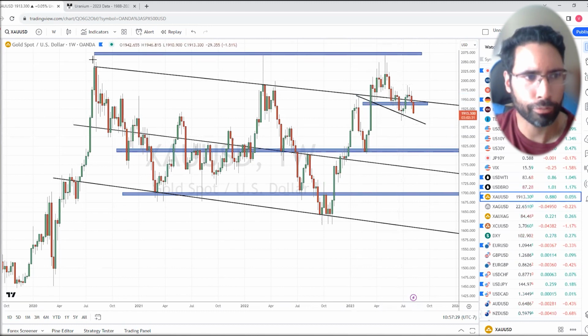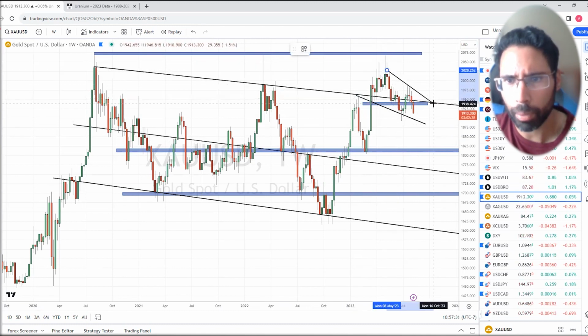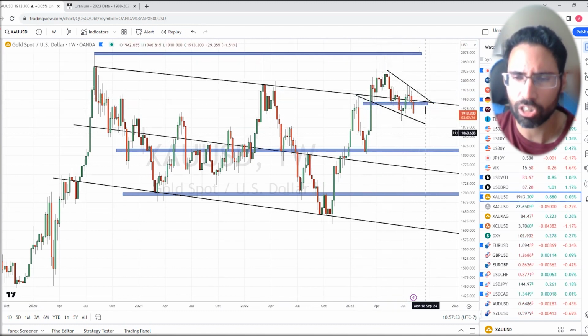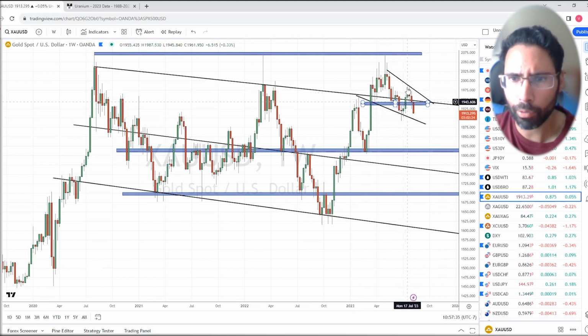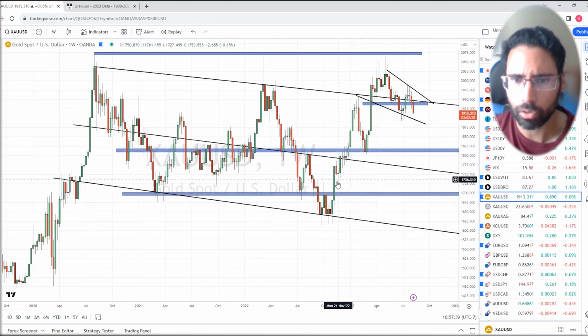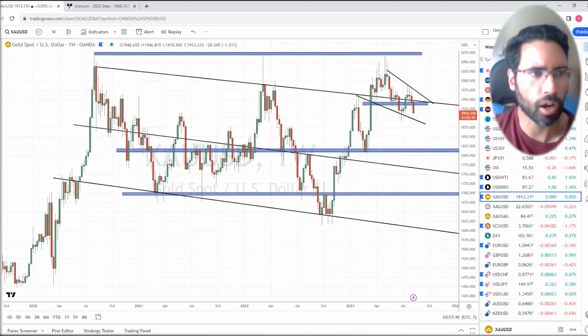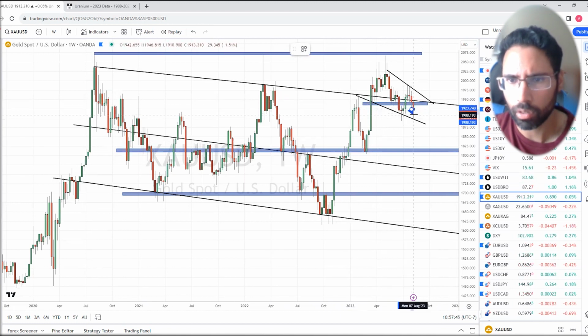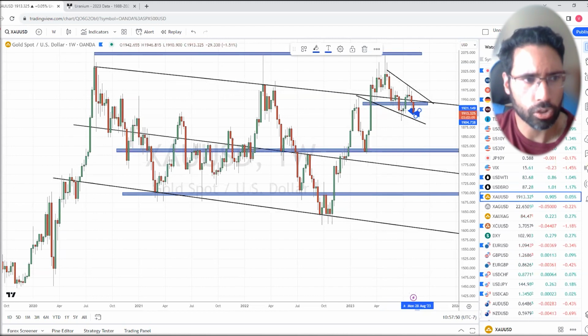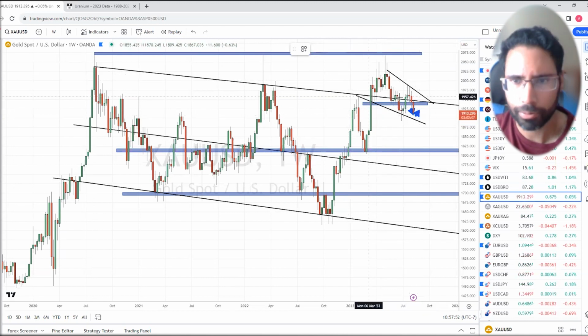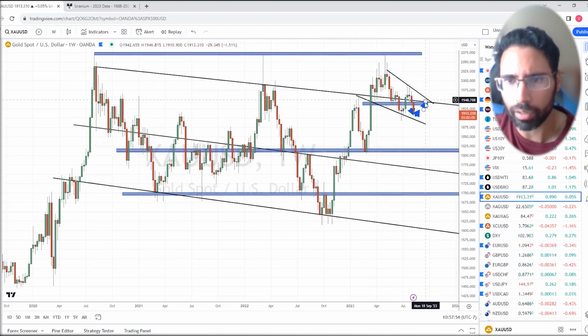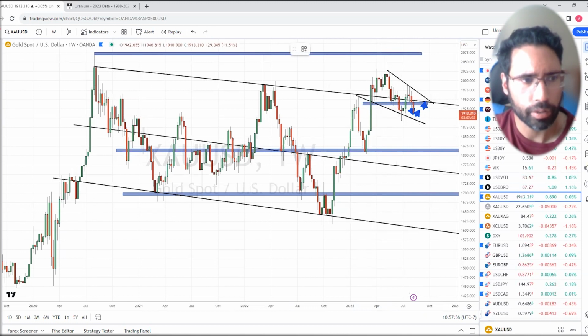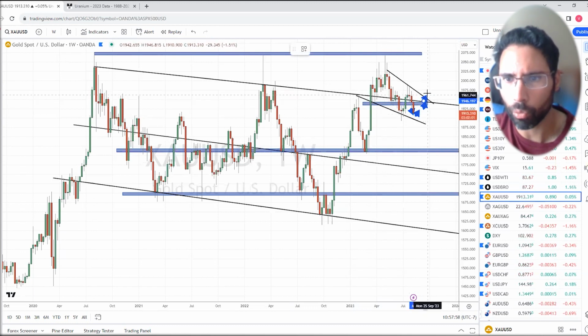You can sort of draw a flag pattern here as well. So maybe gold is just bouncing in these channels, which means this is just a bit of a consolidation in an uptrend. You can see we still have higher lows and higher highs, which means that potentially we could see price action acting like this, where we just bounce around these levels, and then we finally take out the upside of this trend line on the weekly.